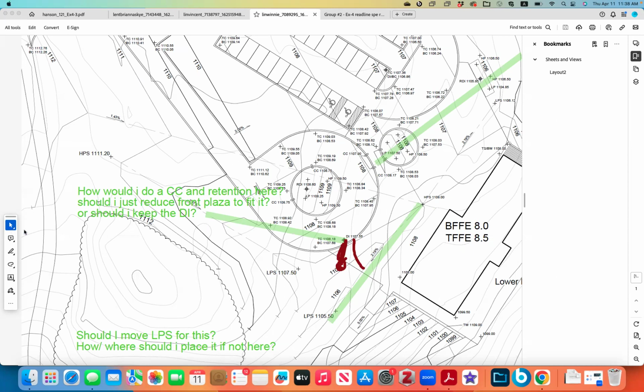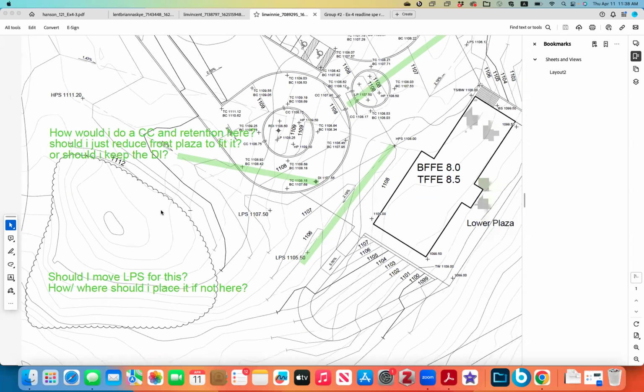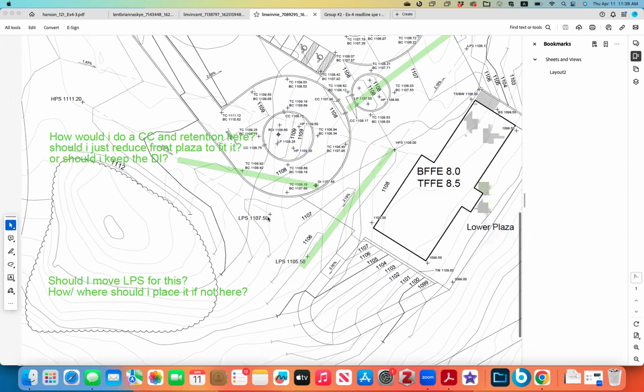Should I move the LPS? Let's see. Where should I place it? Not here. Do you mean this LPS or this LPS? Okay, if this is the one we talked about, let's do a retention somewhere here, and then you wouldn't need an LPS because the LPS ends just before the water enters into the retention.